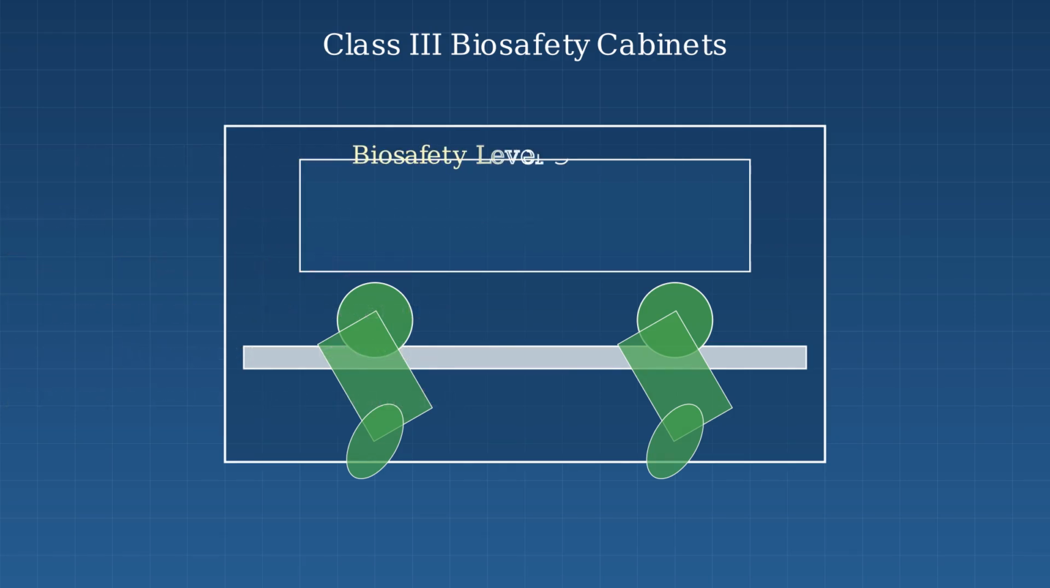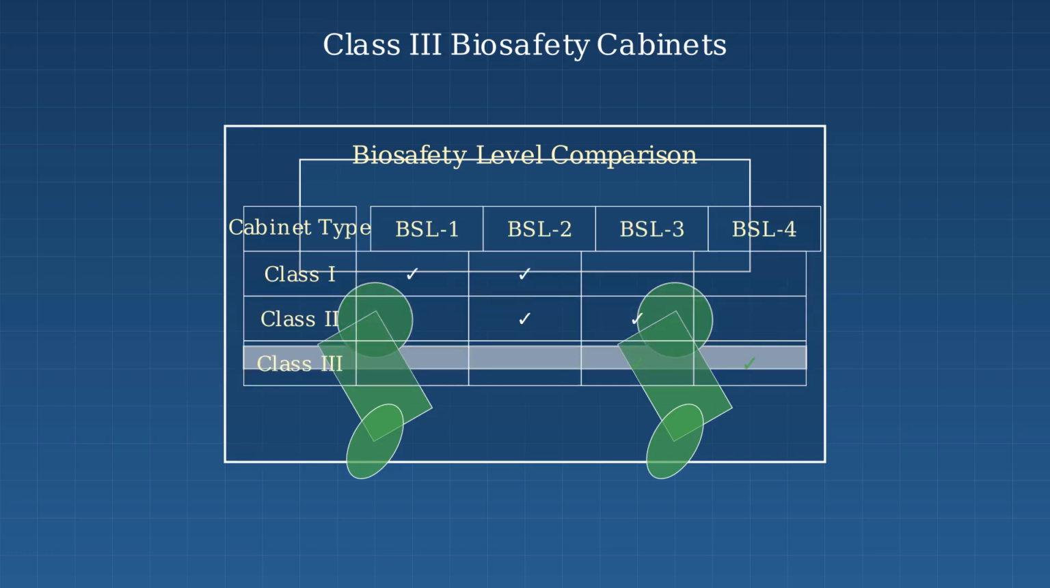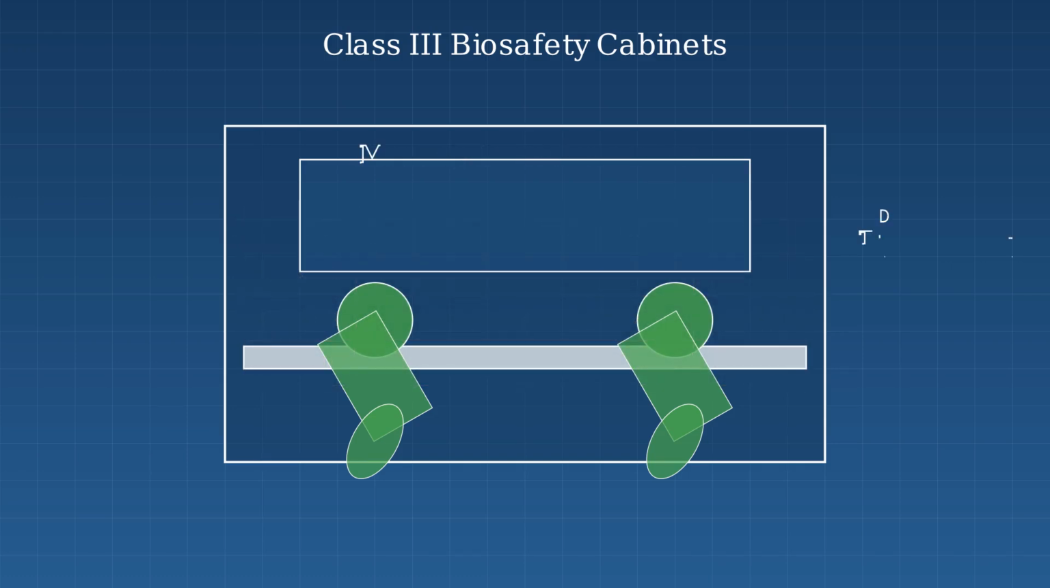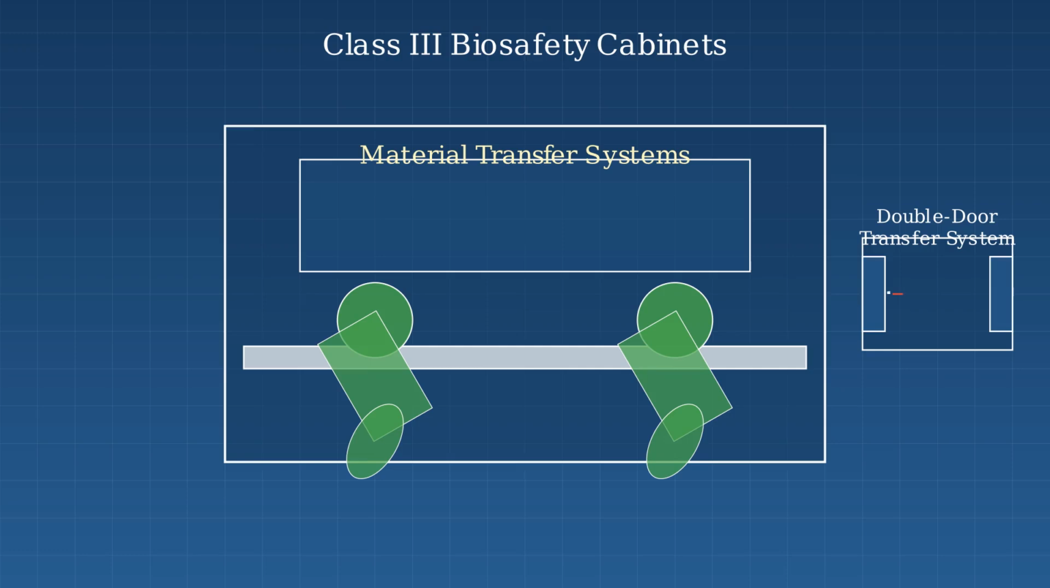In the biosafety level containment hierarchy, Class 3 cabinets are required for the highest risk work at BSL 4 and may also be used at BSL 3 for certain pathogens. Class 3 cabinets feature specialized transfer systems to safely move materials in and out of the cabinet without breaking containment.